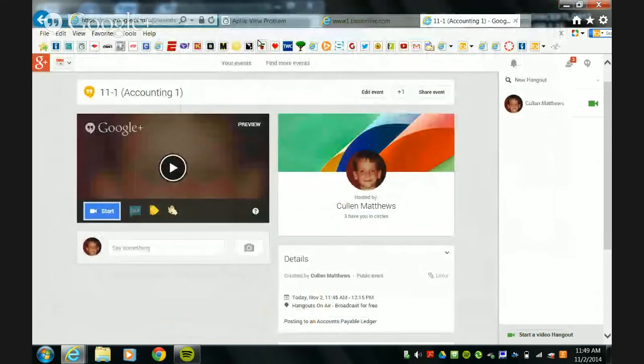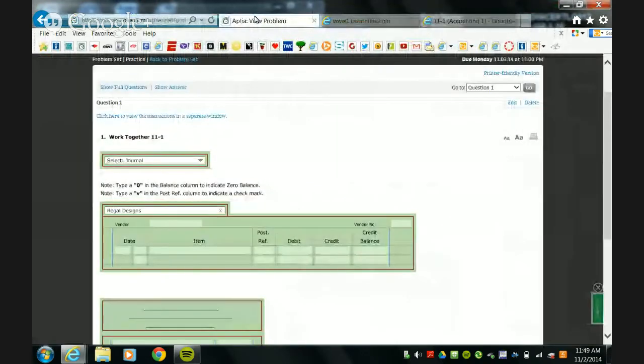So let's go over 11.1, posting to an accounts payable ledger. All right, so I pull up workbook 11.1, and I've got my three journals here: my purchases, cash payments, and general. And then beneath that, I've got my different vendors that I might make purchases from.